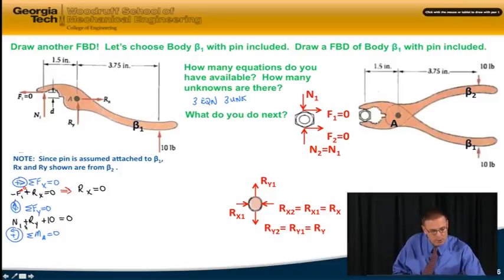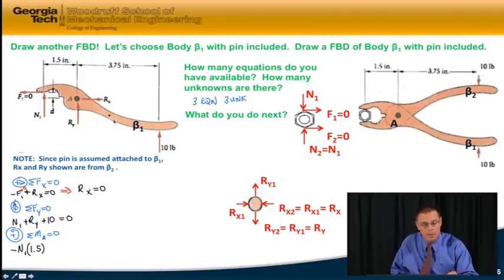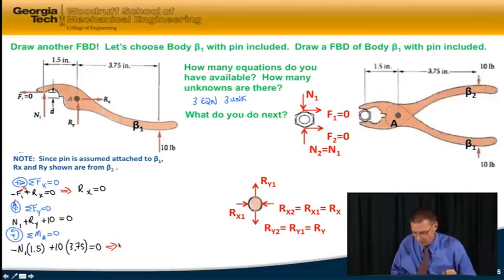And I'm going to get N1 causes a clockwise rotation. That's opposite my sign convention. So it's minus N1 times its moment arm, 1.5. And then I've got 10 causing a counterclockwise rotation. So that's 10 times its moment arm of 3.75 equals 0. And so if I solve that, I'll find that N1 equals 25.